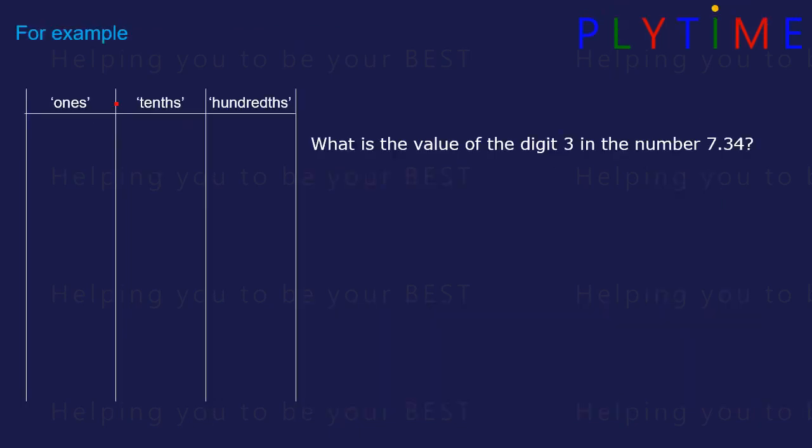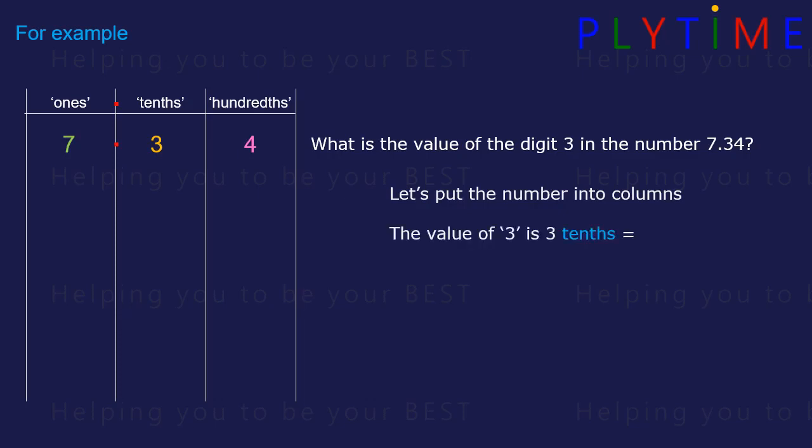For example, what is the value of the digit 3 in the number 7.34? Let's put the number into our columns. 7.34. The value of 3 is 3 tenths. It's the same as 0.3.